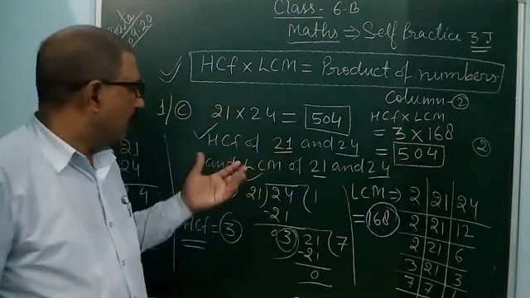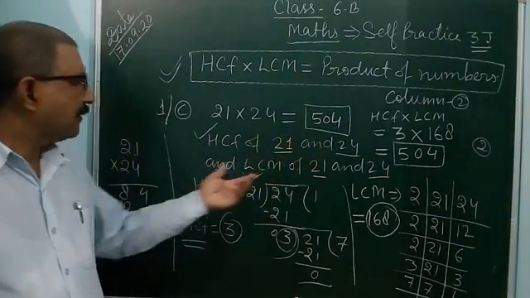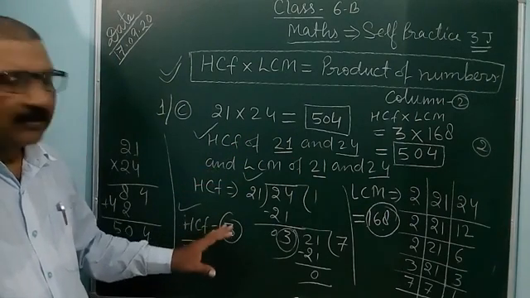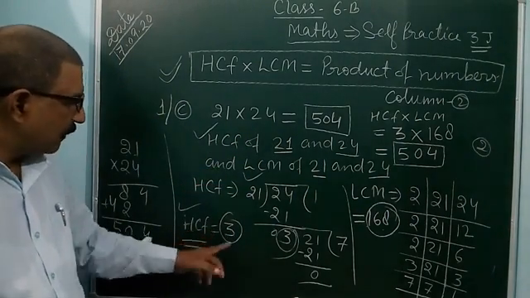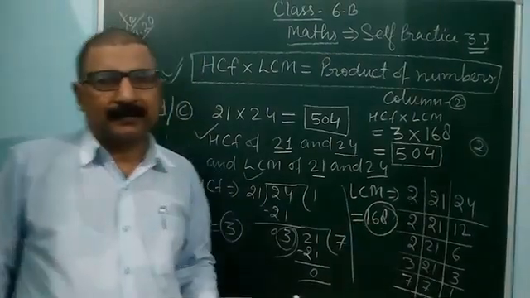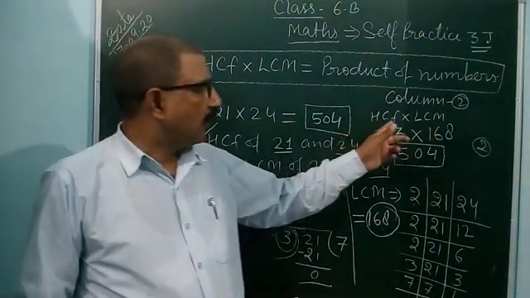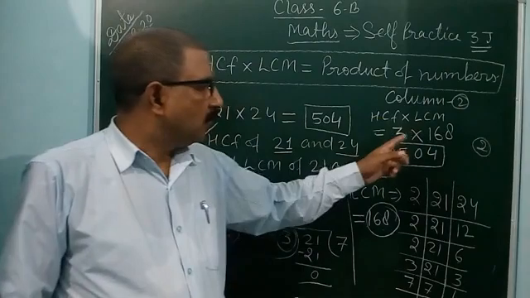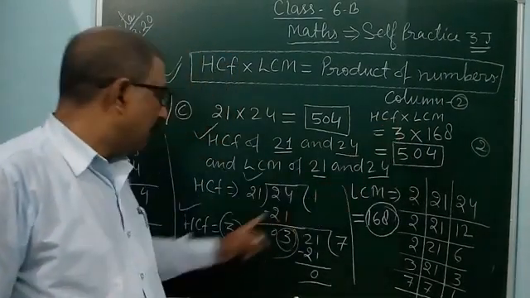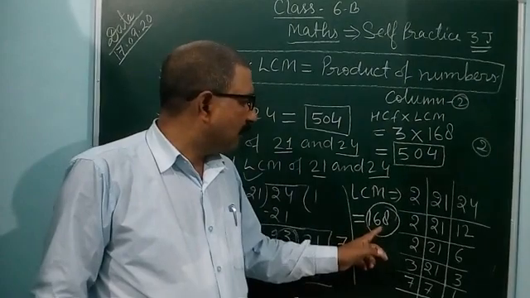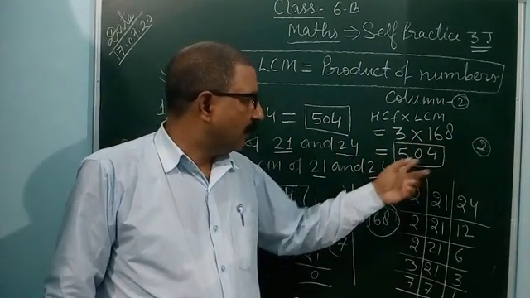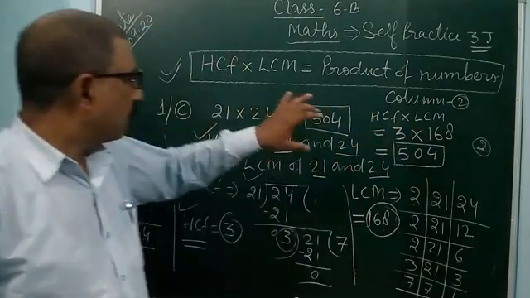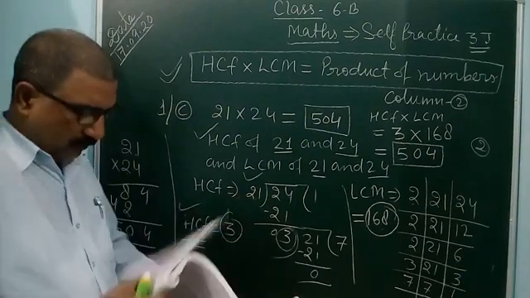So firstly, you find out the SCF of the numbers and the LCM of the numbers. After finding SCF and LCM, any method you can use. We have SCF 3 and we have LCM 168. After that, according to the formula, the product of SCF and LCM means SCF multiplied by LCM. So you have SCF 3, multiplied by LCM 168. You can multiply and get 504. That 504 is the same as the product of numbers. In this way, you can fill.